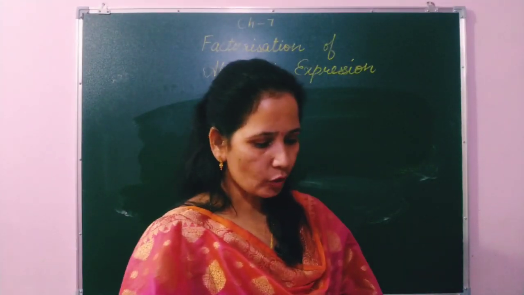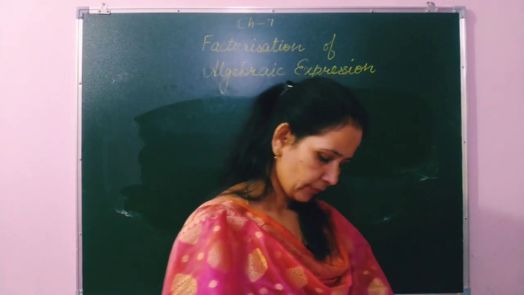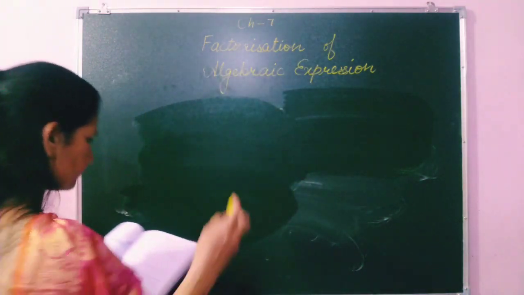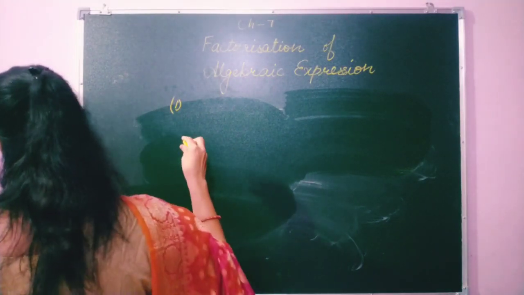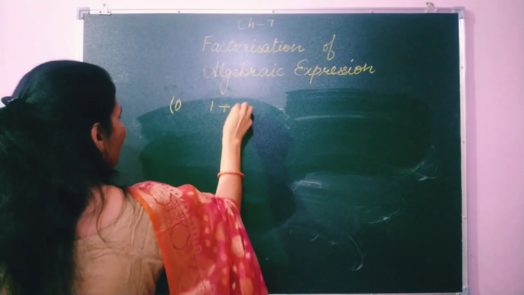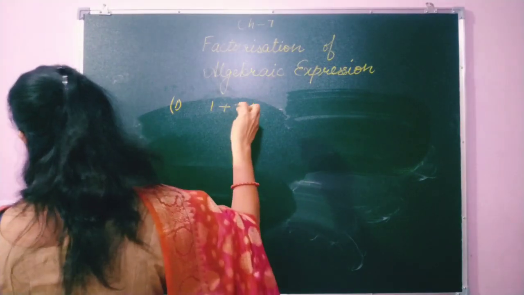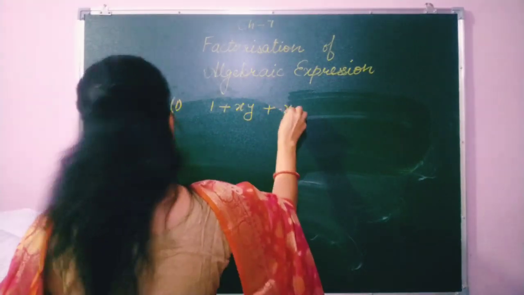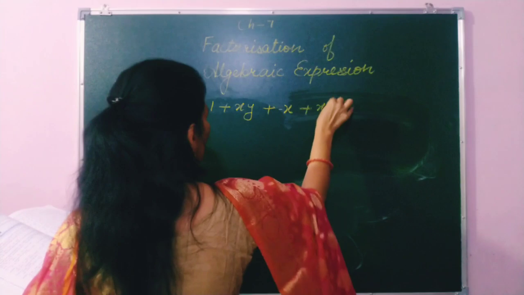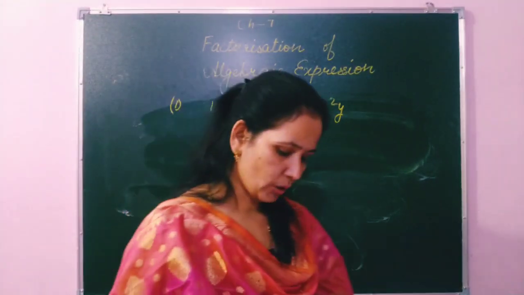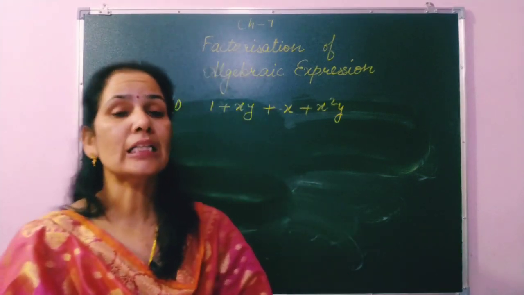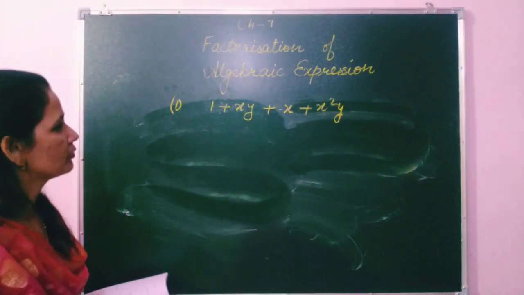In case of grouping, how do we find out the factor? I'm going to explain with the help of an example. Factorization by grouping: 1 plus xy plus x square y. This one expression is given to us, and by making groups we have to find the factors.